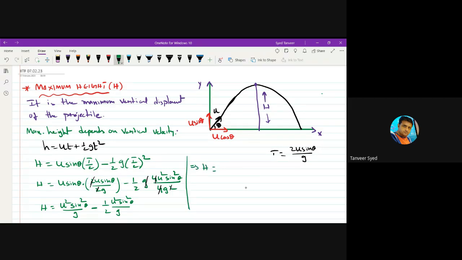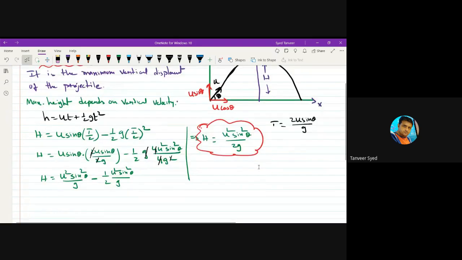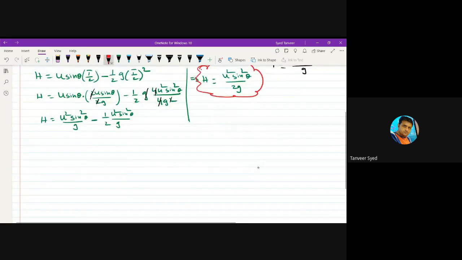What will it be? U square sin square theta by g minus u square sin square theta by 2g. So it will be u square sin square theta by 2g. This is the formula for maximum height of the projectile. U square sin square theta by 2g. Depends on initial velocity u and angle of projection theta. Or in other words, on vertical velocity. Okay, maximum height.